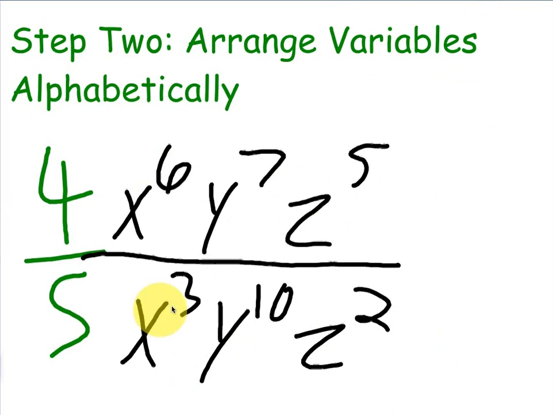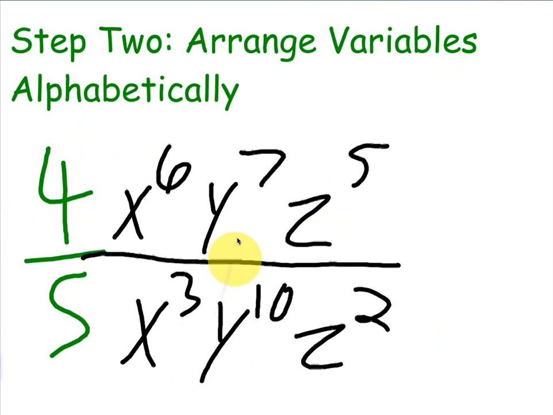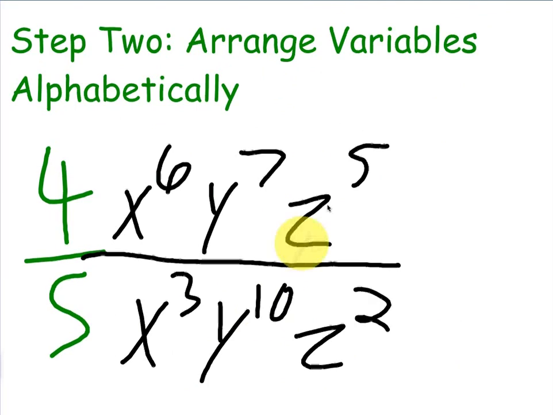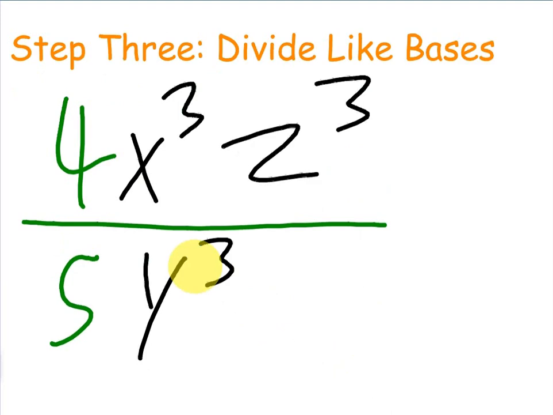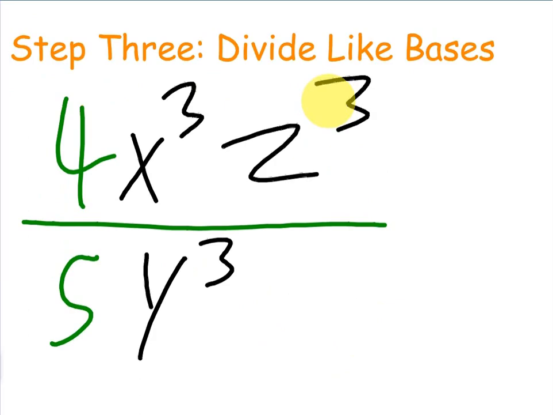We have x to the 6th over x cubed, which is just going to give us x cubed on top. We have y to the 7th over y to the 10th. We've learned this shortcut before. Since 10 is on the bottom and it's bigger than 7, we'll just do 10 minus 7 and put the y cubed on the bottom. Then we have z to the 5th over z squared. 5 minus 2 is 3, and 3 is going to go on the top. So z cubed on top. And that's it. This one's actually done because there is no simplification to do.